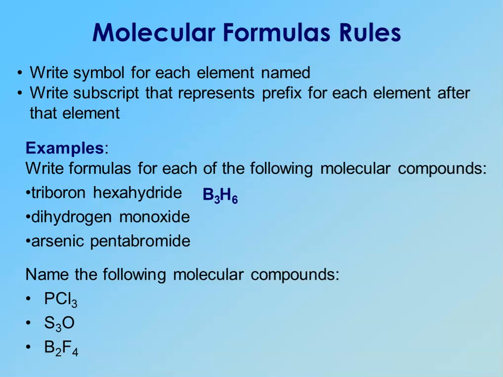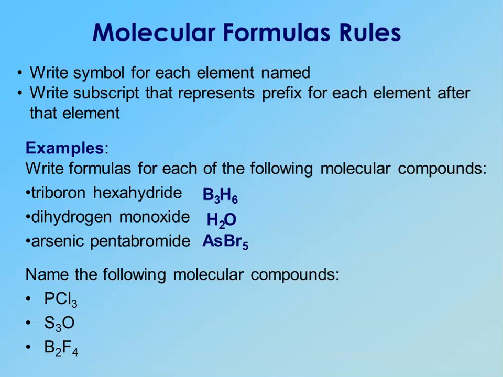In my second example, dihydrogen monoxide, I've got hydrogen, H, and I've got ox for oxygen, O, and I have a di for the hydrogen, which means I need 2 hydrogens for every 1 O. Mon telling me only 1 O is present. I'm going to do one more and then I'll talk about the rules for naming. Arsenic, As. There's only 1 arsenic present, so there's no prefix, so I don't have to include a number after it. Pentabromide is coming from bromine, Br, and the penta tells me there are 5 bromines present in this molecule.